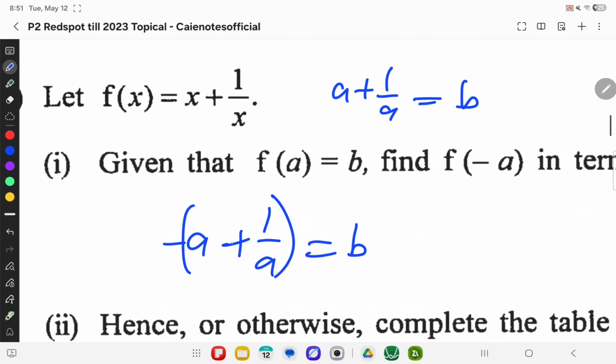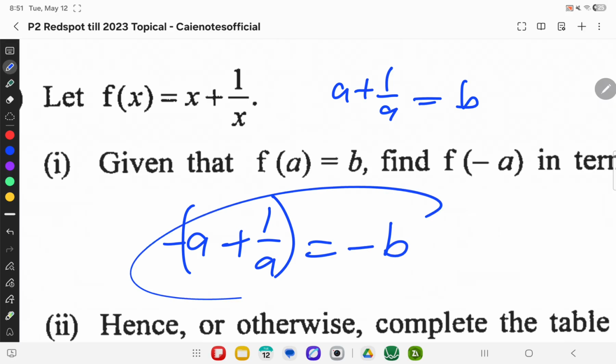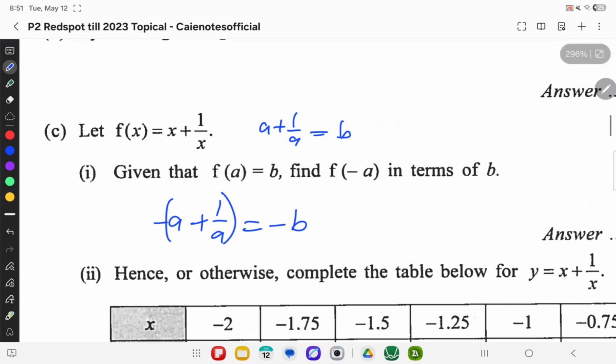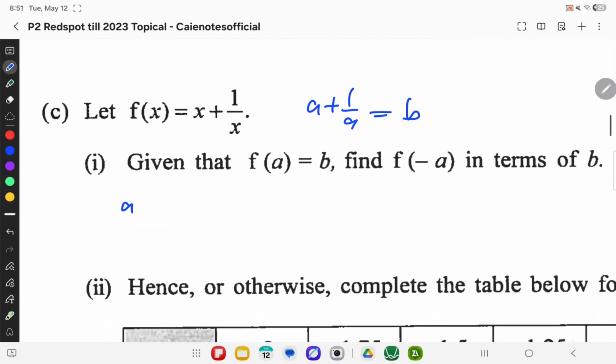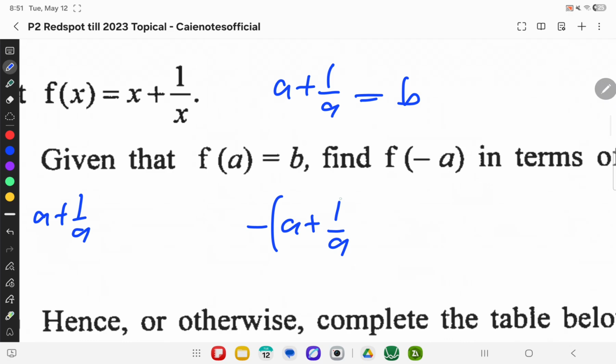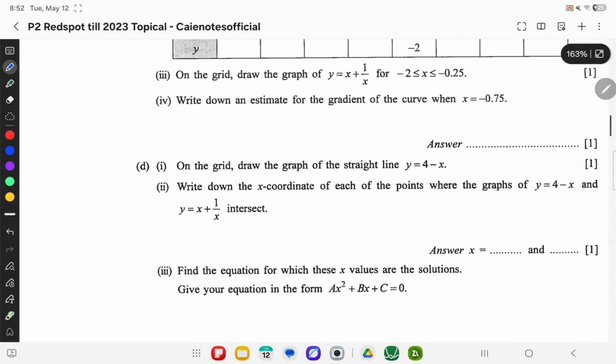If this is equal to b, we need to make these two the same. So this must be equal to negative b, quite literally. And so we solve the question. f of negative a should be negative b, because f of a is normally a plus 1 over a. f of negative a is negative a minus 1 over a. If we figure this out, we find that this is the same as this. If we plug this in again, we find negative b, quite literally. And boom, that is the question itself.